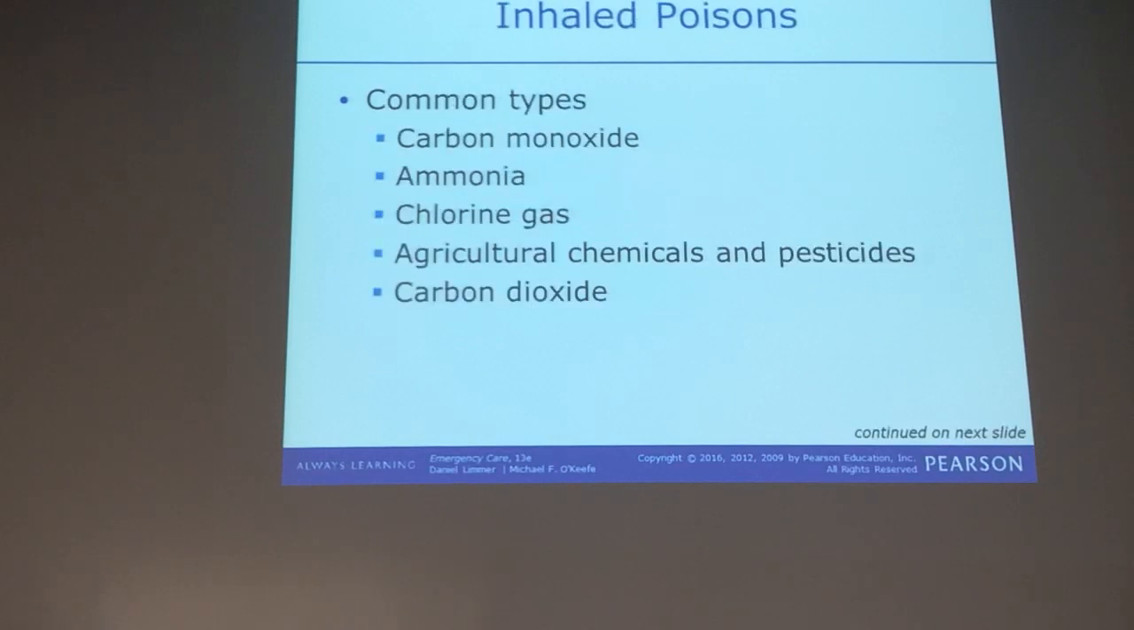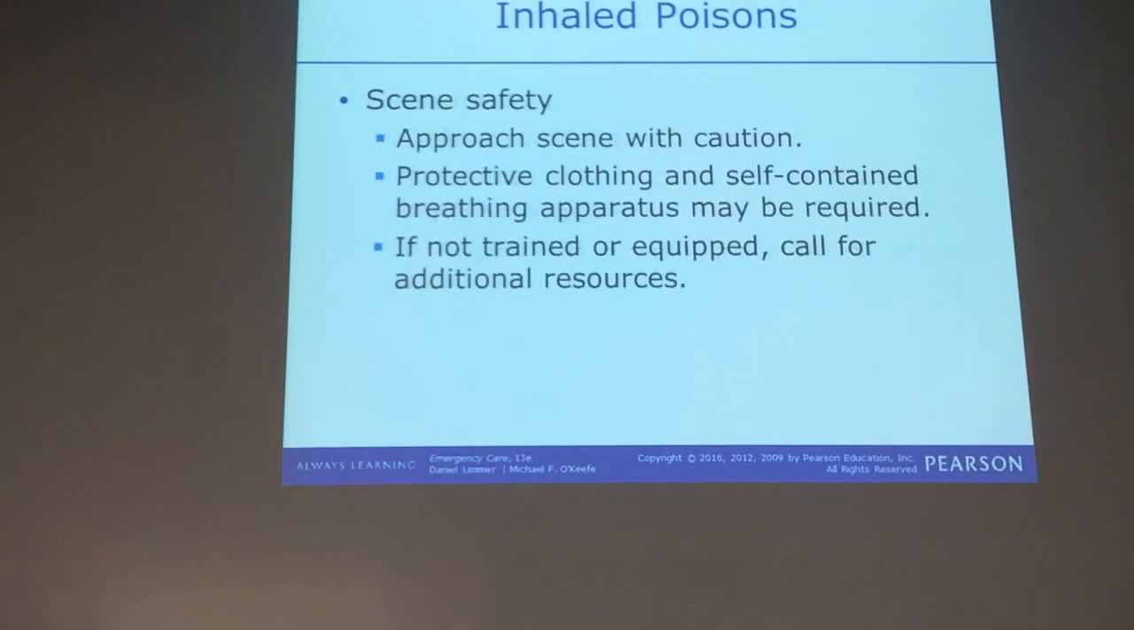So, inhaled poisons. Common types, and this is what I was talking about a little bit earlier: carbon monoxide, ammonia, chlorine gas, agriculture. I was trying to say anhydrous ammonia earlier, but it wouldn't come to my brain. If you're working on a farm, you might be using anhydrous. If it leaks out in high quantities, it's definitely a respiratory gas that can take away all respiratory drive. So carbon dioxide as well. If you're in an oxygen deficient environment, these can all be inhaled poisons.